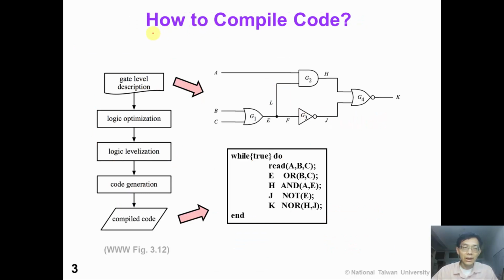So the key is, how can we compile this circuit into a code? In our textbook, we have this flowchart. Given a circuit level description of the circuit, we first run the logic optimization to simplify our circuit. Then we levelize the logic in correct order, and then we generate the code. Eventually, we will obtain a sequence of code like this. So now, let's explain these three steps in detail.